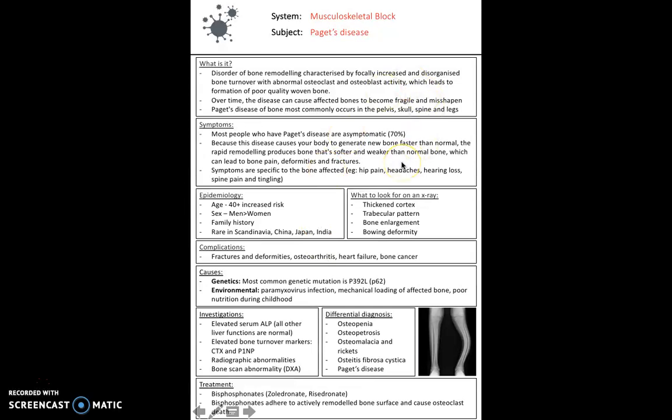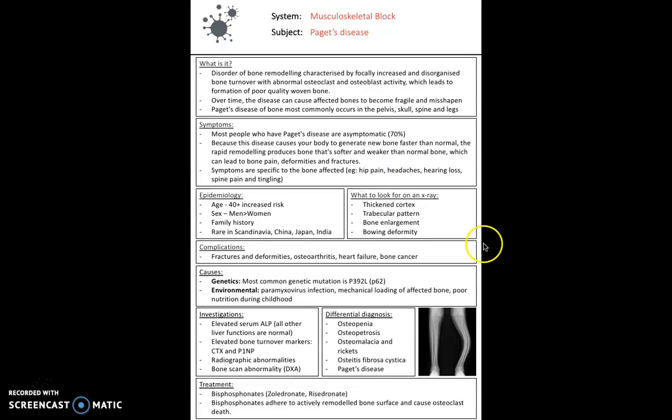Now normally this disease causes your body to generate new bone faster than normal, and the rapid remodeling produces bone that's softer and weaker than normal bone, and as a result this can lead to pain and deformities, and as we've already said, an increased risk of fractures. It's common in 40 plus individuals, and it's more common in men than it is in women. It's actually really quite rare in some parts of the world such as Scandinavia, China, Japan and India.